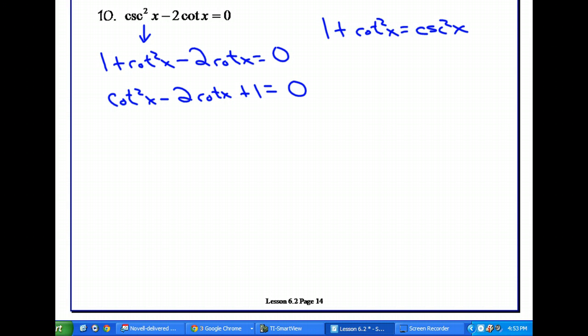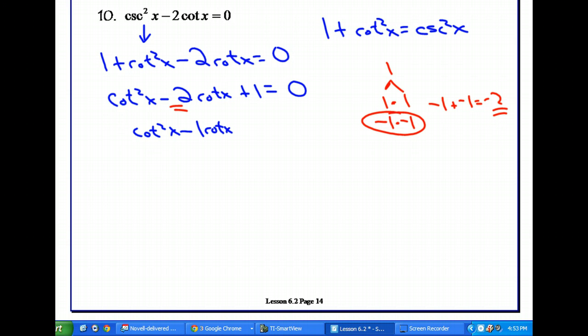Now we need to factor this. We look at the last term, it's a 1. How do you break up a 1? Not many possibilities. 1 times 1, or negative 1 times negative 1. We'll go with that one, because negative 1 plus negative 1 is negative 2, which is our middle term over here. So just to show my work, you can do this quicker than I'm doing it, and that's okay. Cotangent squared of x minus 1 cotangent of x minus 1 cotangent of x plus 1 equals 0. So I split up that middle. The first two, what do they have in common? Cotangent of x. Bring that out.